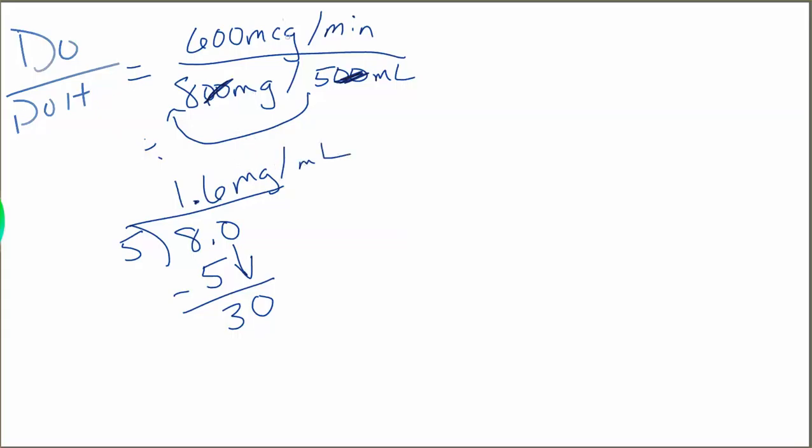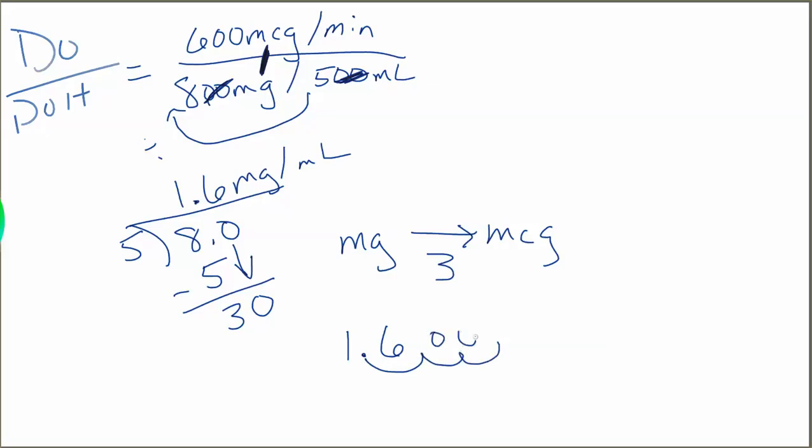But if you look, you have a conversion issue here. These two are not the same. So we're going from milligrams to micrograms. So we're going to move it 3 decimal points. We've got 1.6. We're going to change that to 1, 2, 3, and it's going to be 1,600 micrograms. So let's rewrite the question.